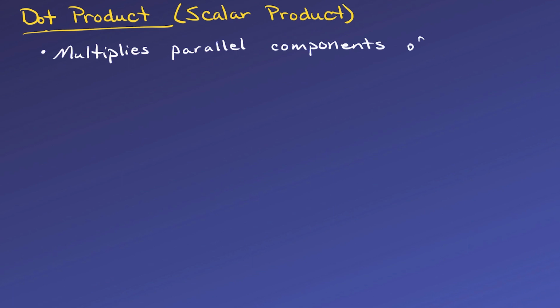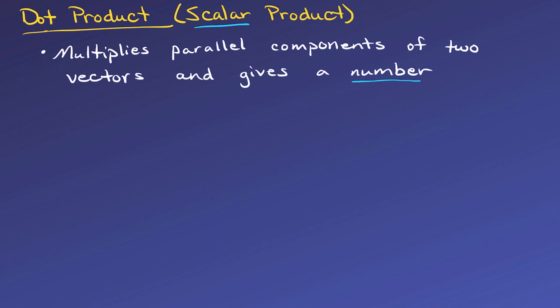In this video, we'll be reviewing the dot product, or scalar product, of two vectors. The dot product is a way of multiplying parallel components of two vectors, and the result is just a number, not a vector, so that's why it's called the scalar product, because it gives a scalar.